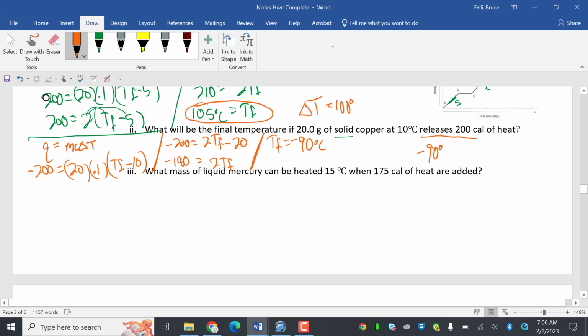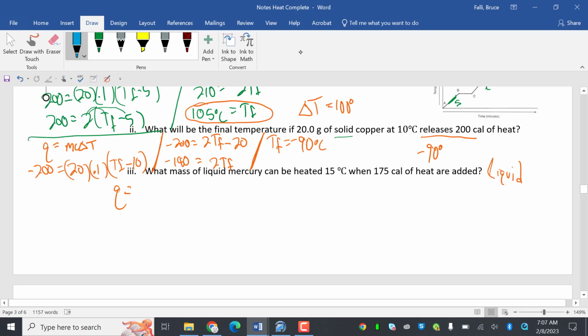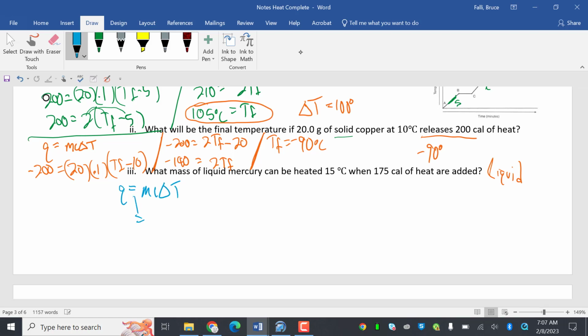What mass of mercury can be heated 15 degrees Celsius when 175 calories of heat are added? Now, I did not tell you what state of matter mercury is because I'm a bad person. Let's say it's liquid before we get too far. Okay? So Q equals, I got to continue my color extravaganza here. So Q equals M C delta T.